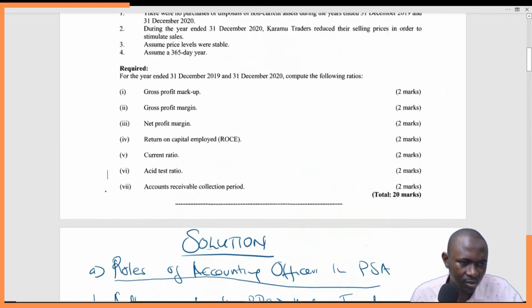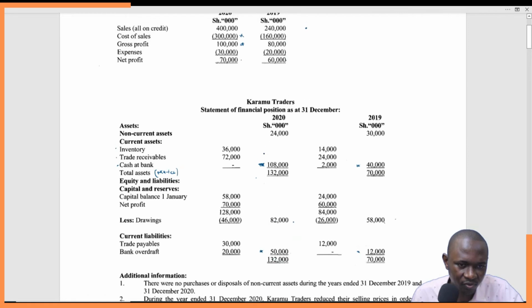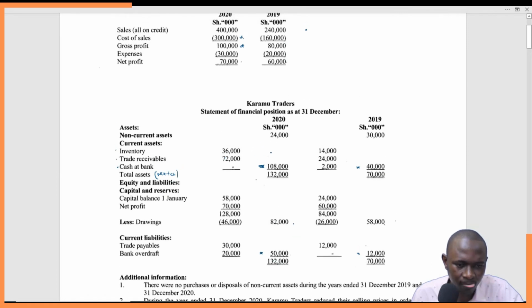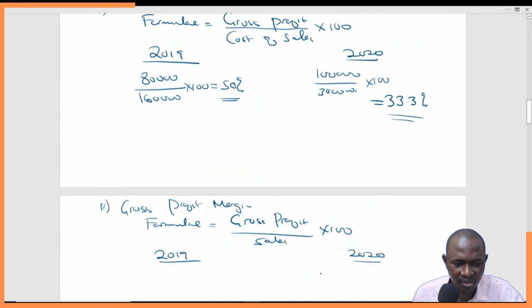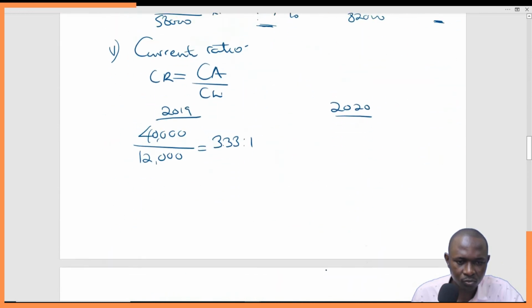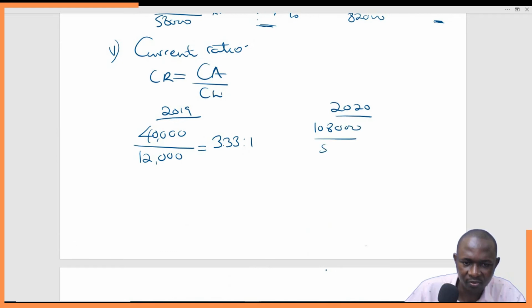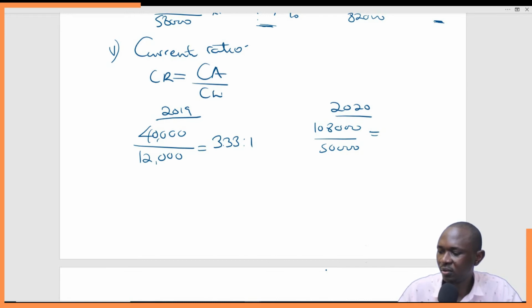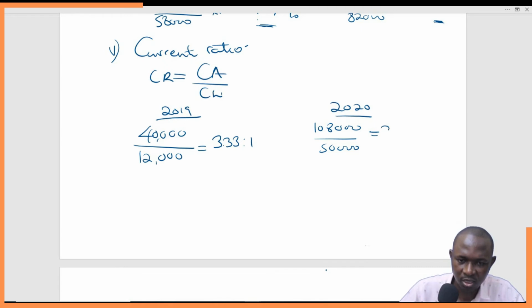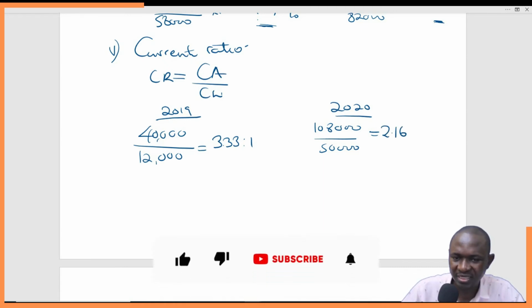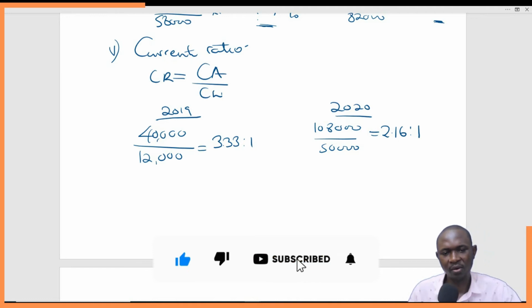Let's just see how it performed in 2020. It's 108,000 divided by 50,000. So 108 is the current assets divided by 50,000. This gives us 108 divided by 50, which is 2.16. So it means our assets are 2.16 times greater than our liabilities.